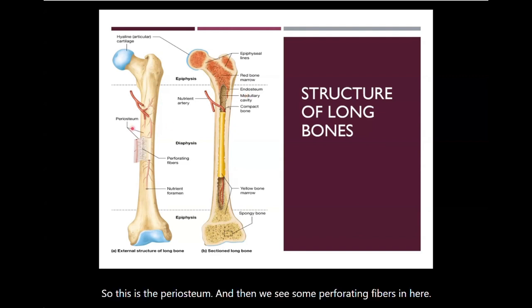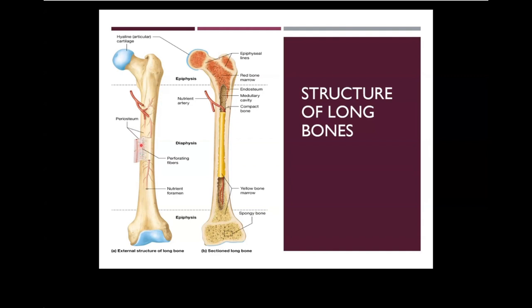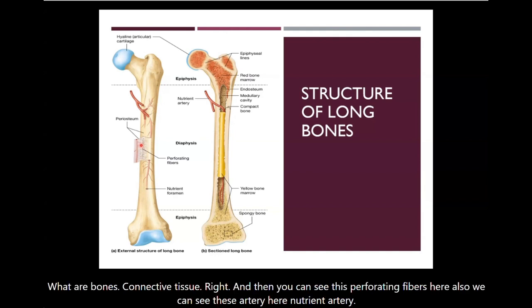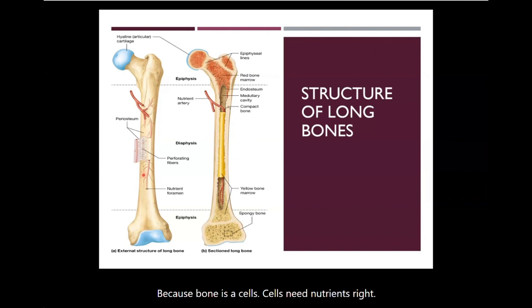All right, everyone, so this is the periosteum, and then you see some perforating fibers in here. Don't forget, bones are a type of a connective tissue. What are bones? Connective tissue, right? And then you can see these perforating fibers here. Also, we can see this artery here, nutrient artery, because bone is a cell, cells need nutrients, right? So we're gonna see those for the bones as well. And then we have some perforating fibers. Here we have nutrient foramen.